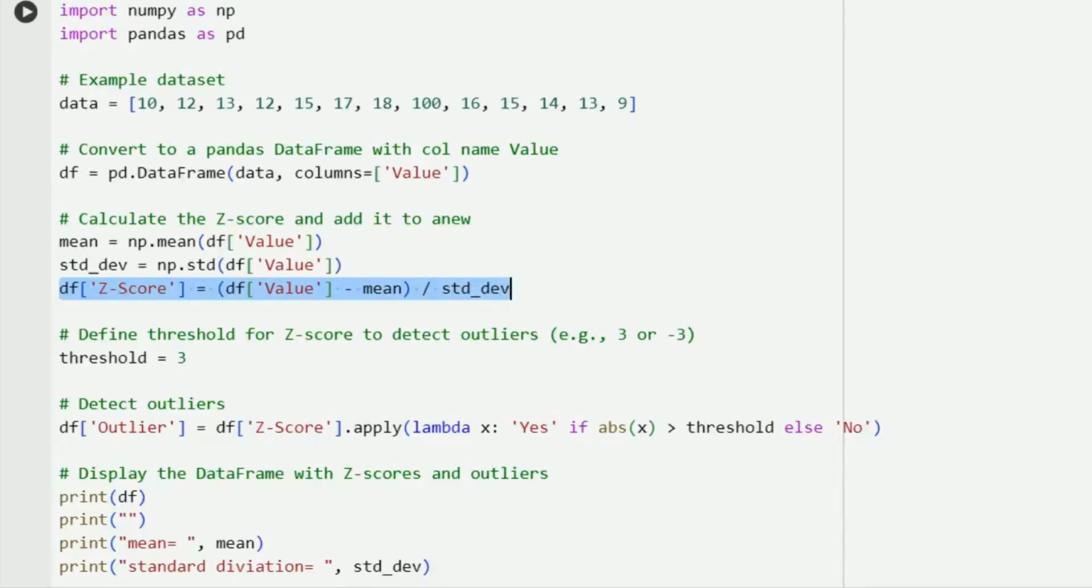Then we will find the Z-score for each of the data values using the formula, that is, data point minus the mean of all data points divided by the standard deviation. We have defined the threshold to be 3. To detect the outliers, we will be using a lambda function to check if the absolute value of the Z-score is greater than the threshold for each of the data points and print yes if it's an outlier, else no.